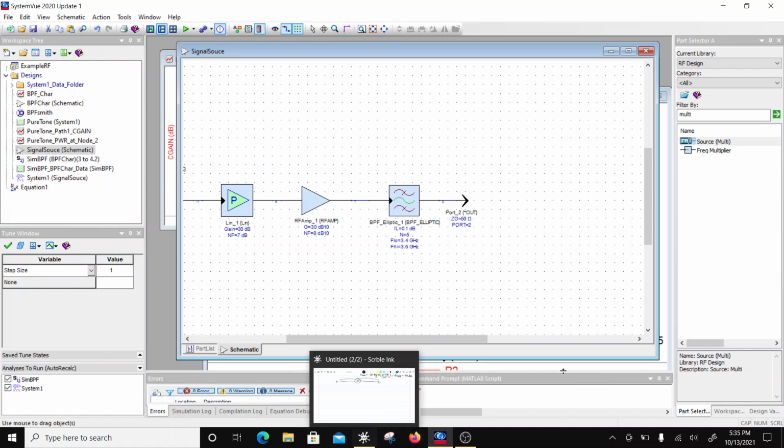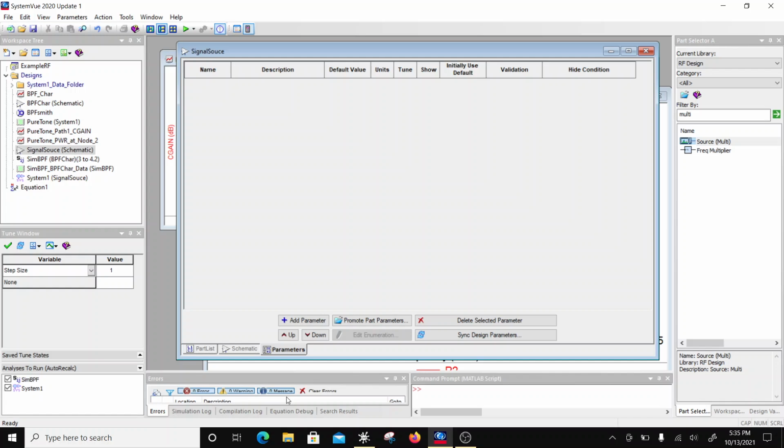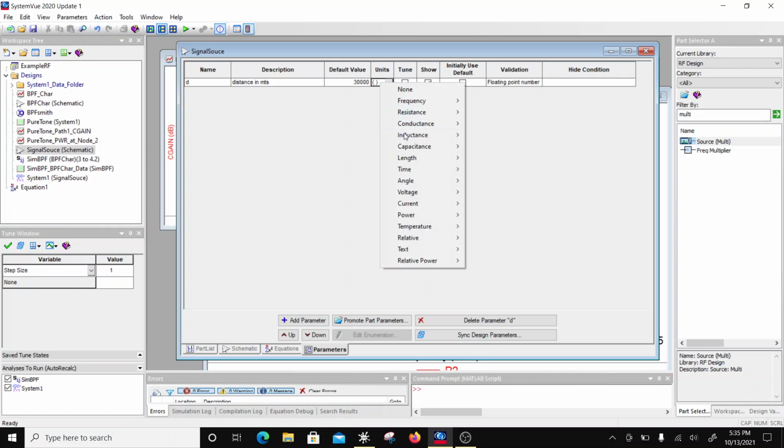We are going to analyze the transmitter and receiver in the channel. To model the channel, first I'm going to add some parameters. So add a tab, and say add parameters, and in that case I am going to add distance d. So this would be a distance in meters, right? So units you have to be clear. Let's say 30,000 meters, which is 30 kilometers, right? That's the default value, length in meters, and I'll tune it.